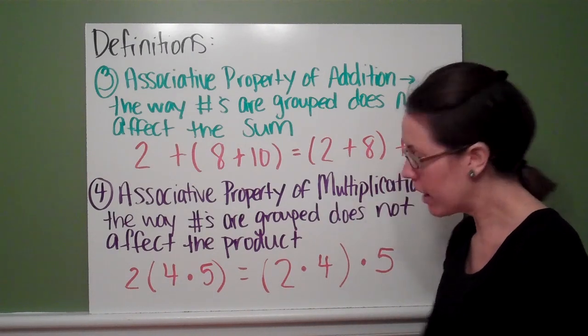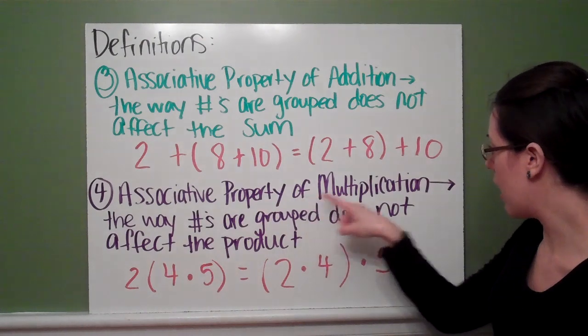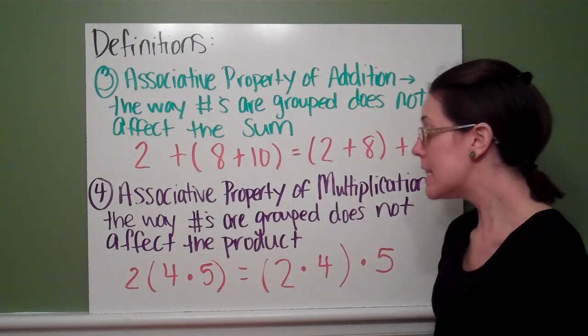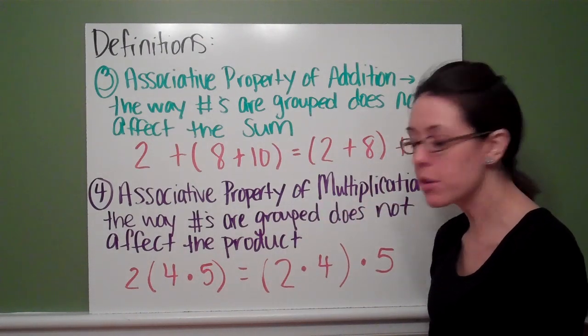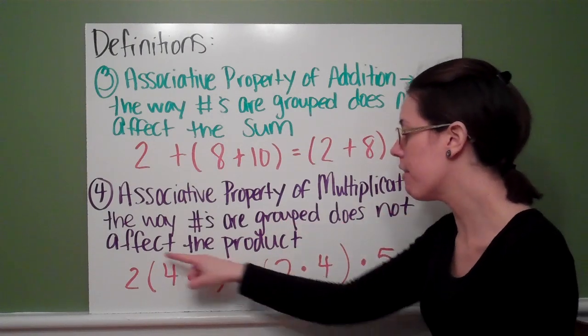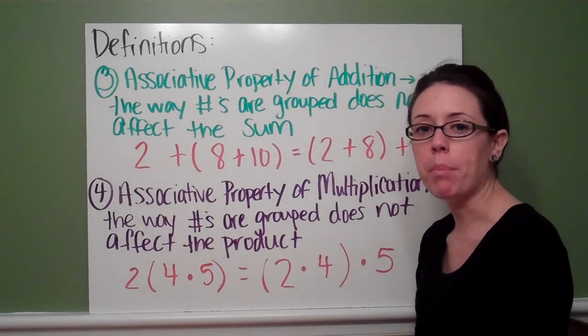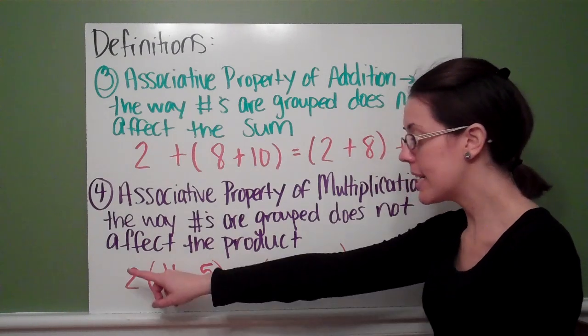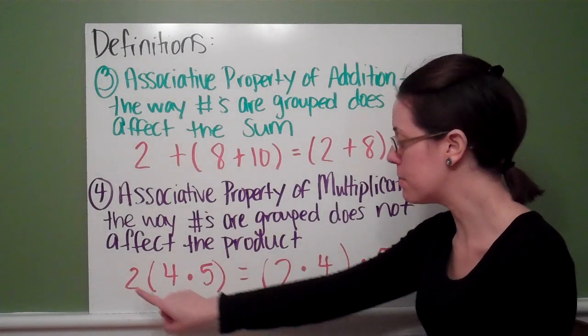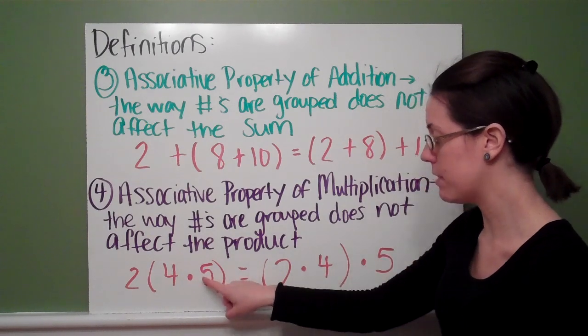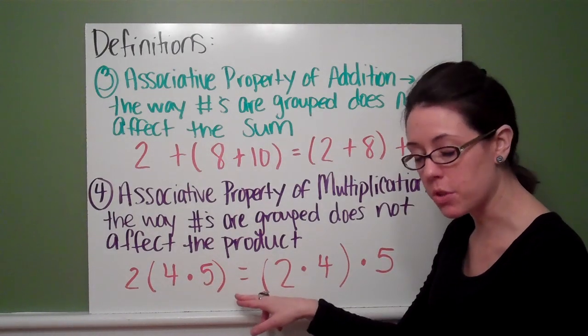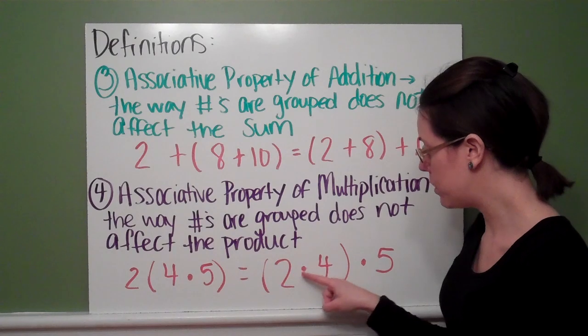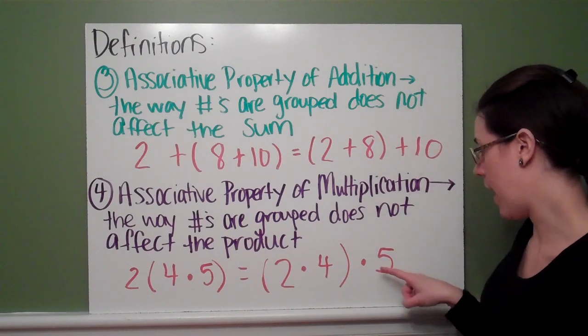Definition number 4. The associative property of multiplication tells us that the way numbers are grouped does not affect the product. Remember, product is the answer to a multiplication problem. Example, 2 times the quantity 4 times 5 is equal to the quantity 2 times 4 times 5.